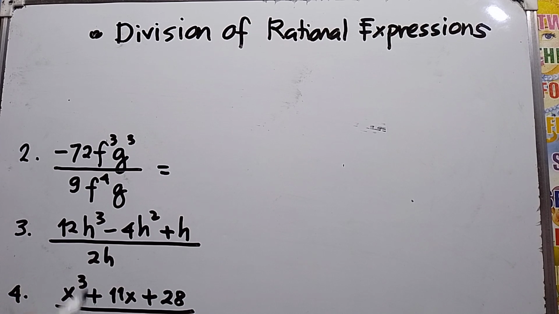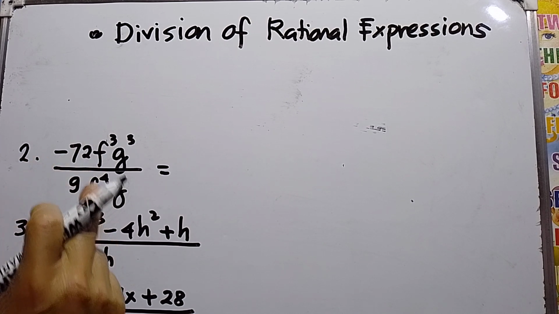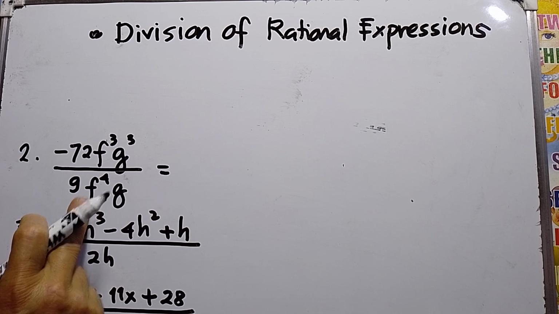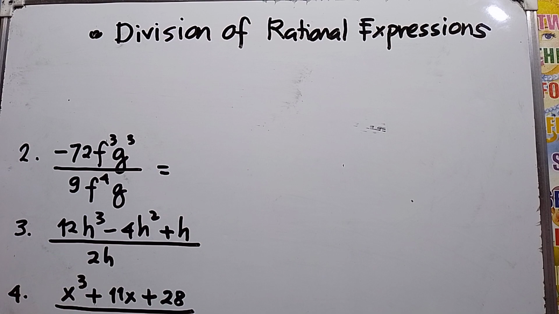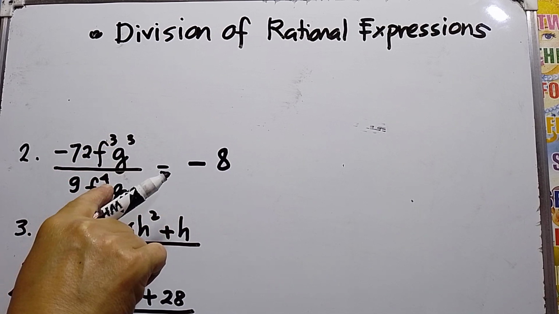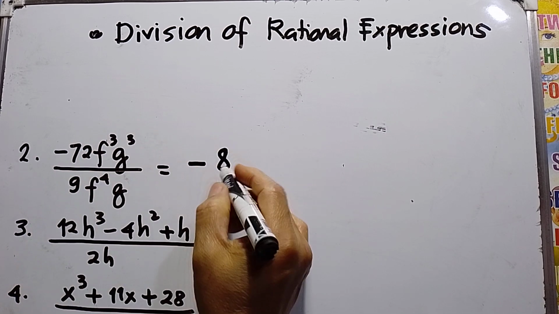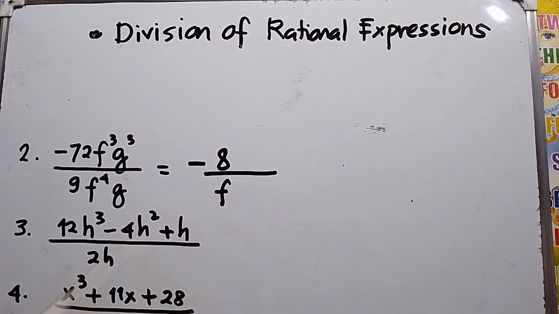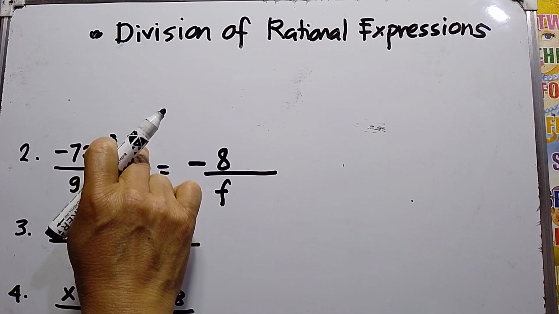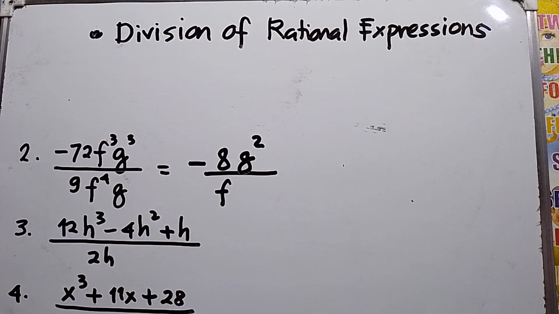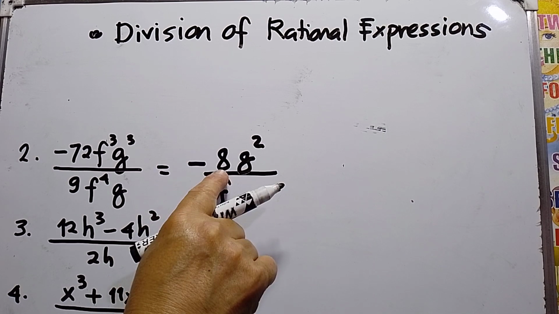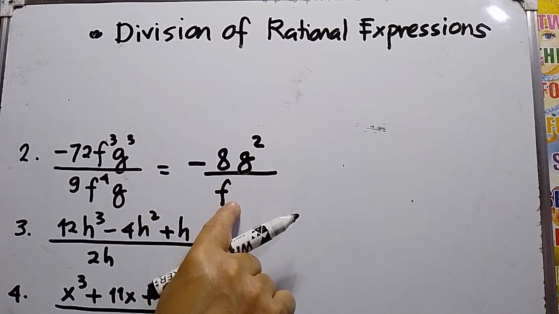Number 2 is negative 72 f cubed g cubed over 9 f fourth g. So divide first. 72 divided by 9. Take note this is negative. So the answer will be negative 8. And then when m is greater than n, this will be f. And then m is greater than n, so this will be g squared. So the answer for number 2 is negative 8 g squared over f.